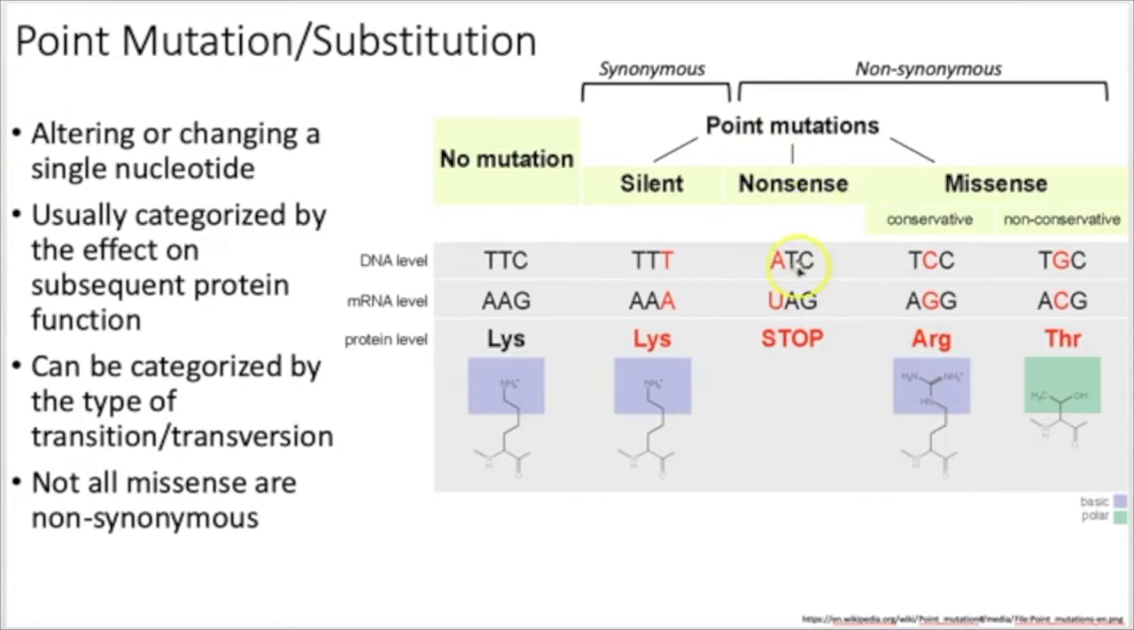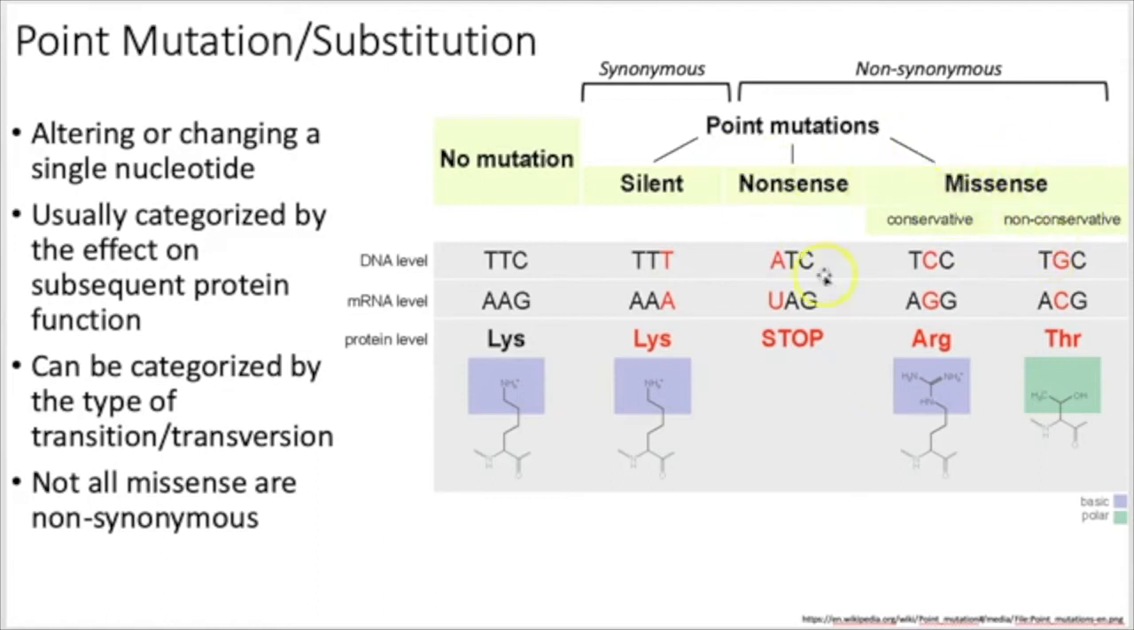We call those nonsense mutations because the protein that actually gets made doesn't make any sense at all. It's nonsense. It's half of what it was supposed to be, or a quarter of what it's supposed to be. It just kind of depends on where it occurs in the actual sequence. Now, the other change that can happen is a missense mutation, okay?